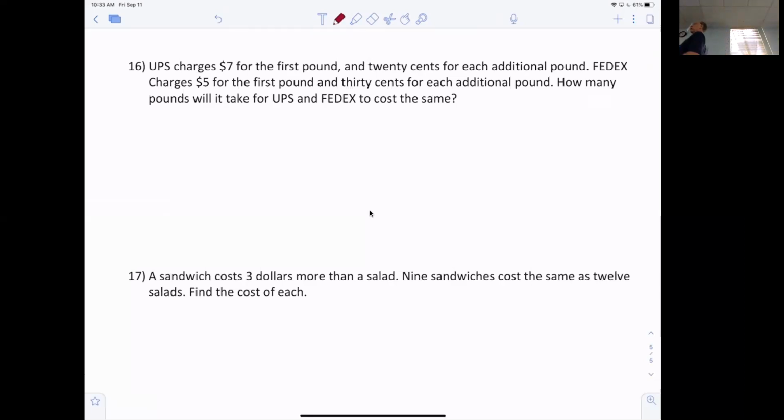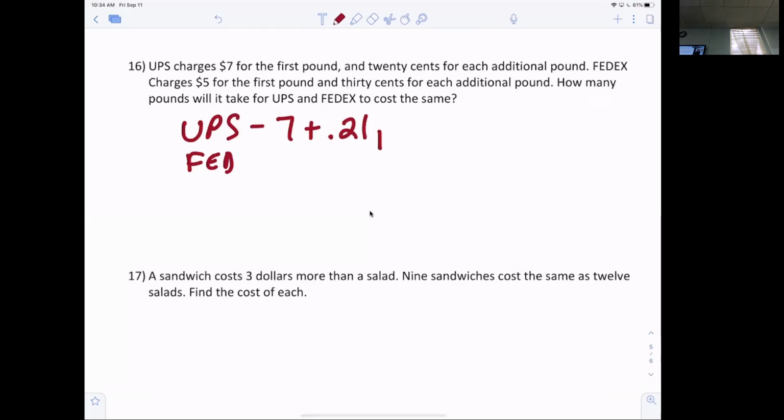This one's extremely difficult. I don't think I've gotten a single person to get it correct. Jake, tell me what you're thinking. So first I wrote UPS and FedEx. Good. And I did UPS is 7 plus 21 cents per pound. And then FedEx is 5 plus 30 cents per pound.